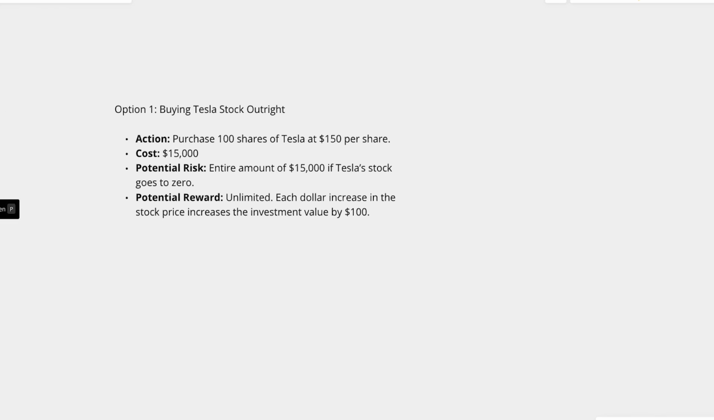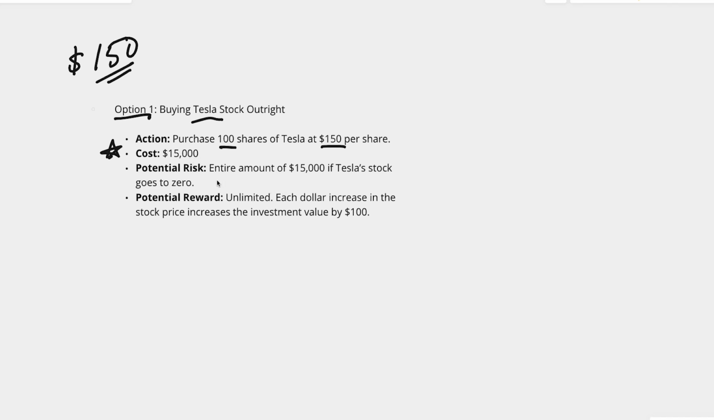So for these examples, let's just pretend we're talking about Tesla stock, and let's pretend that Tesla stock is currently trading for $150. So our first option is going to be just purchasing 100 shares of Tesla at $150 per share. So that's going to cost us $15,000. So right away, you can see that there's quite a bit of capital outlay to control 100 shares when you're just buying the stock. You need to pay $15,000 for that.